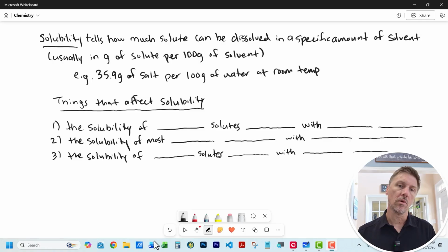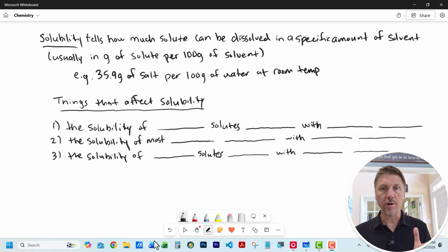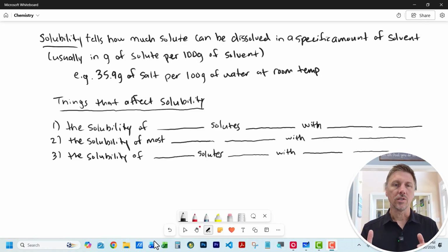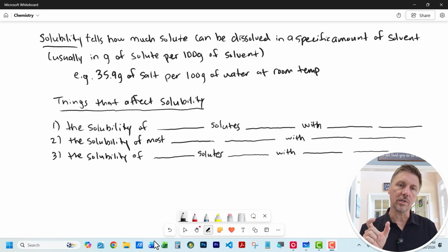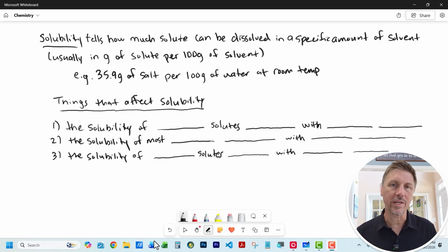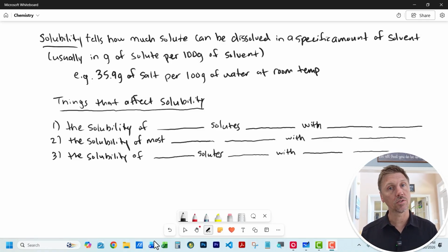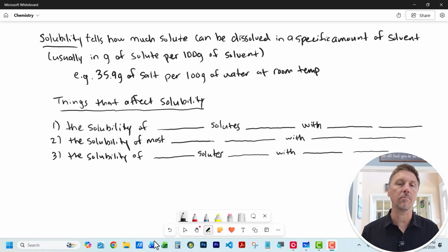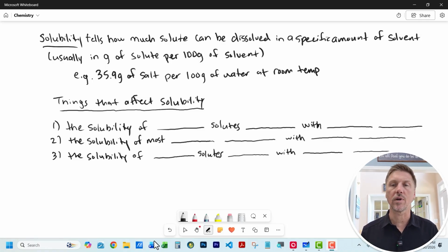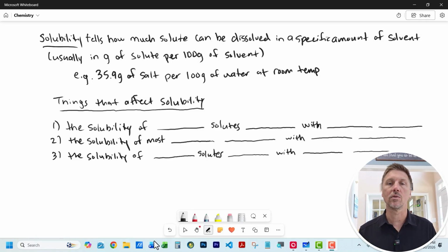As an example, if you have 100 grams of water, that's your solvent, and the solute is salt, you can put 35.9 grams of salt at room temperature into 100 grams of water. That's how much salt will dissolve in 100 grams of water. You can't put more than that. If you try to put more than 35.9 grams, it's just not going to dissolve. You can stir and stir and stir, it's not going to dissolve.